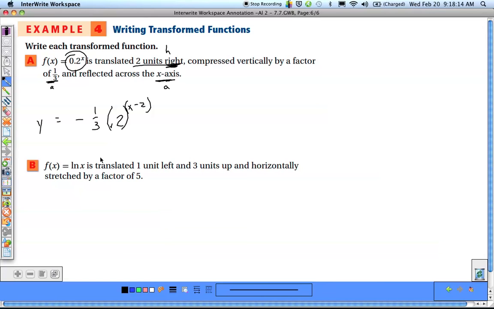B, again, I would like you guys to attempt the natural log of x, 1 to the left, 3 to the right, horizontally stretched by 5. Pause it, take a second, attempt this. What we should get is our answer.